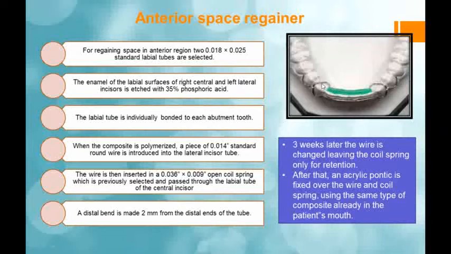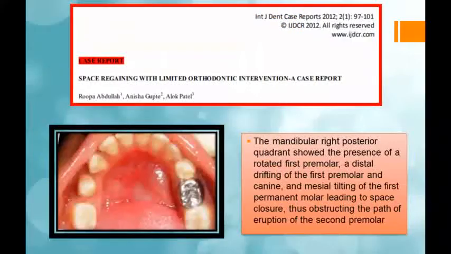The wire is then inserted into the open coil spring, which is previously selected, and passed through the labial tube of the central incisor. A distal bend is made about 2 mm distal to the tube. Three weeks later, the wire is changed, leaving the coil spring only for retention, and after that an acrylic contact is fixed over the wire and the coil spring.